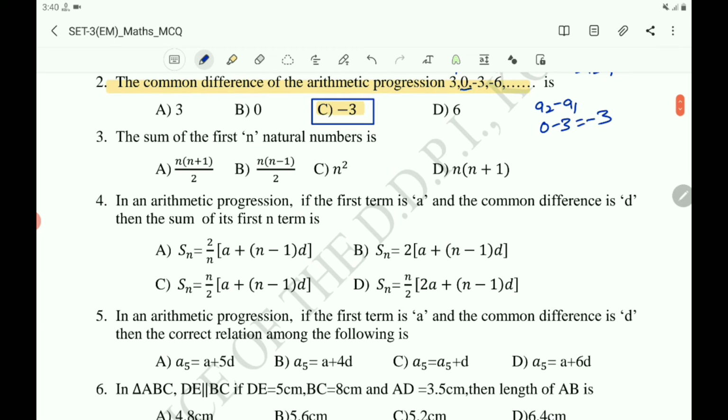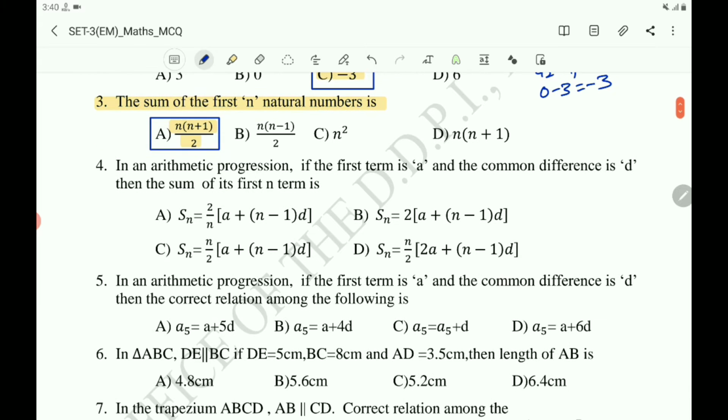Then you take the next question. The sum of the first n natural numbers. It is a repeated question. You know the formula to find the sum of the first n natural numbers? That is n into n plus 1 by 2. Option A is the answer.